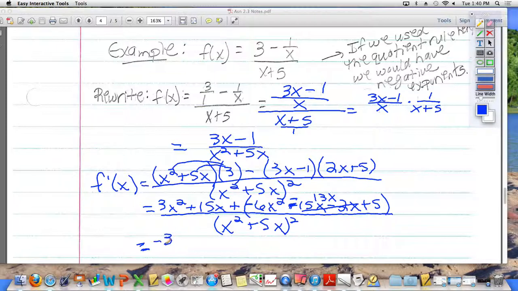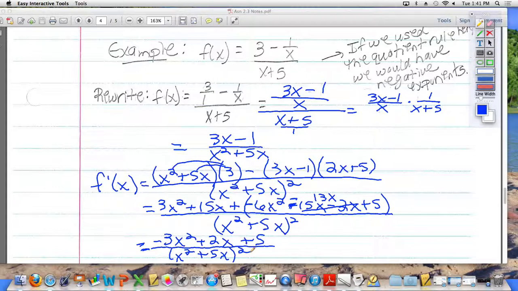So I have the 3x squared here that can be combined with a negative 6x squared, giving me negative 3x squared. And then I have a 15x that can be combined with a minus 13x, giving me plus 2x. And then, of course, I have that plus 5 at the end. All over x squared plus 5x quantity squared. Yay. Yay, math! That's the answer. That is your derivative.